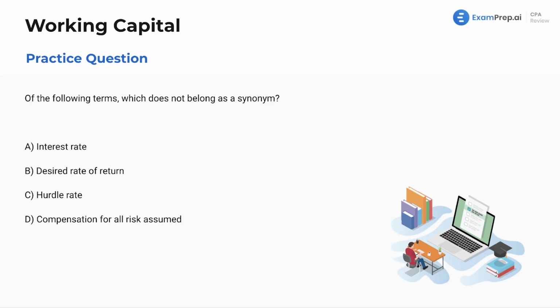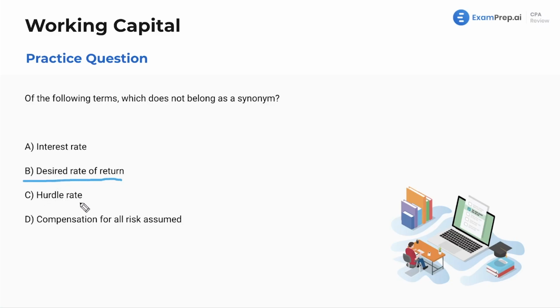So, which is not a synonym? Okay. So, which one of these is not like the other? So, 3 of these are synonyms. Your desired rate of return. That is what you want to earn on something, right? If I invest in a stock and I want to make 10% on that stock, that is my desired rate of return. It's the rate of return I desire.